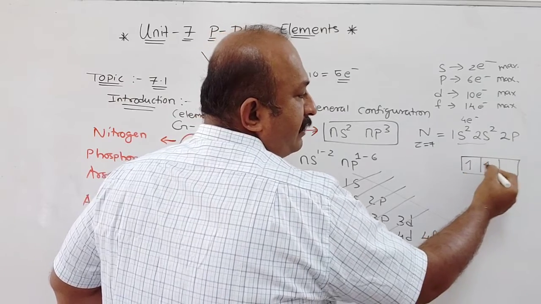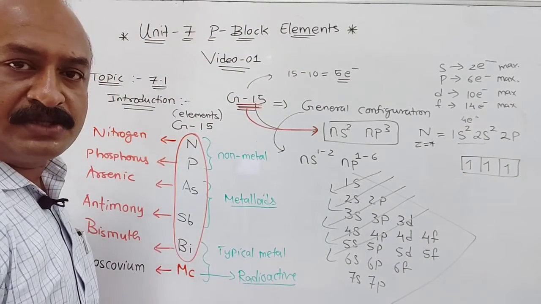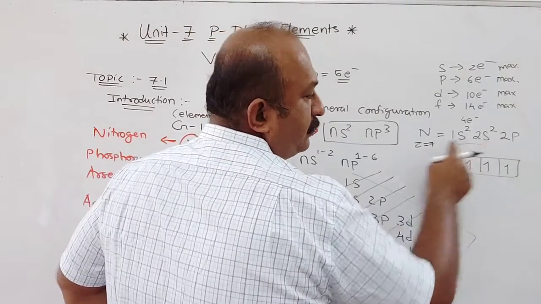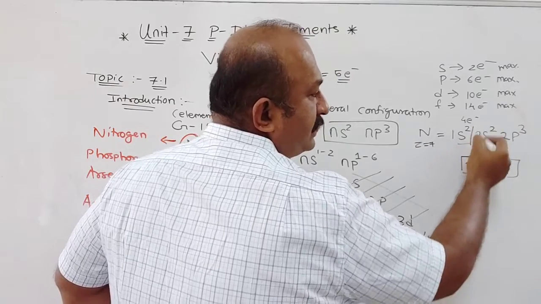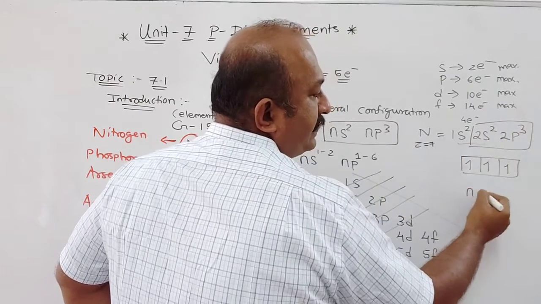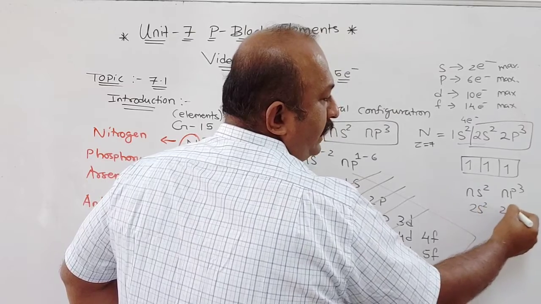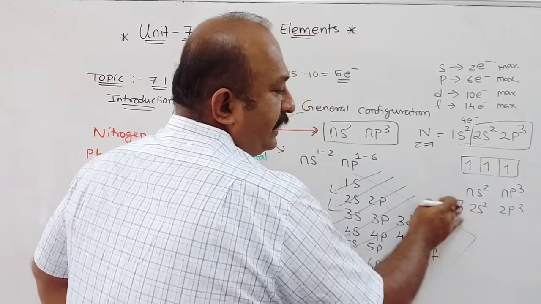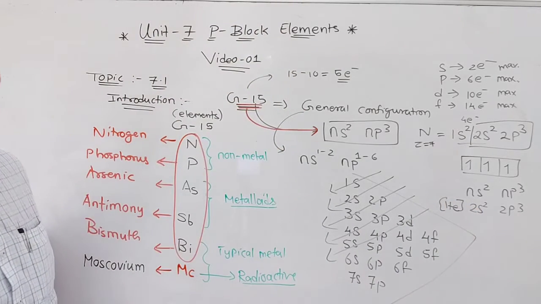So first you have to fill them with a half spin. That is a rule you have studied in 11th standard. You have to fill like this. So according to the atomic number, a maximum of 3 electrons can be accommodated. So it is ns2 np3, the same way here 2s2 and 2p3. And this is how we write the configuration, the way we write it for helium. Understood?